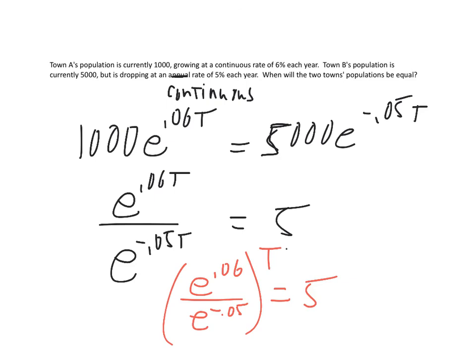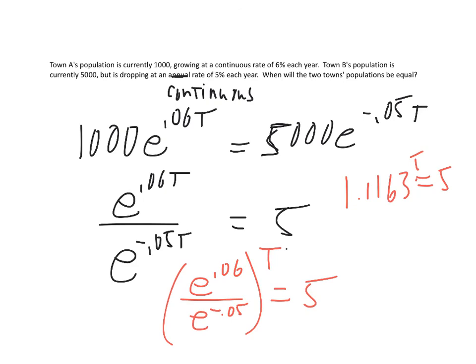So then we can do the same thing. Grab our calculator: e to the 0.06 divided by e raised to the negative 0.05. I'm getting a little bit different number, but not much. I'm getting 1.116, 3 I'm going to round to. Remember the other one was 1.117? I think that's because of my rounding. To the t equals 5.